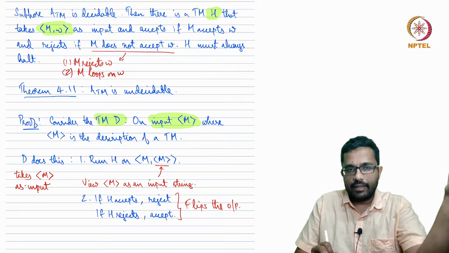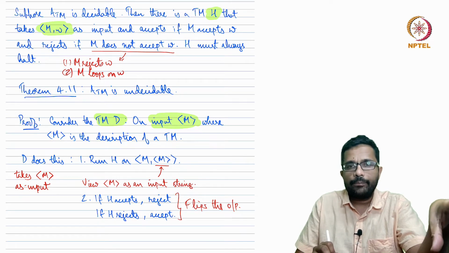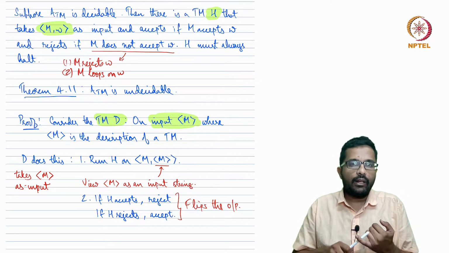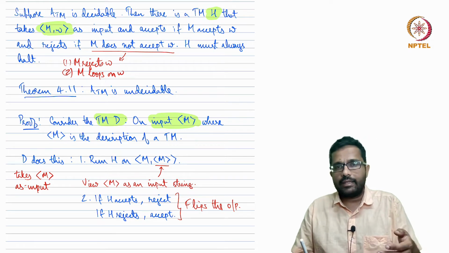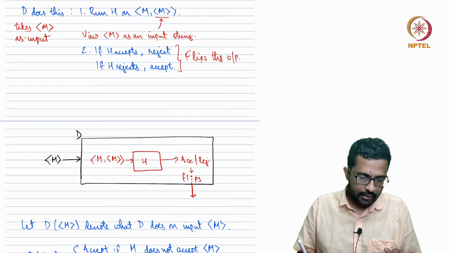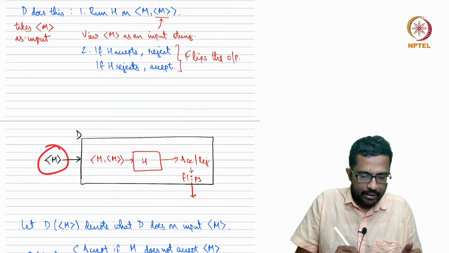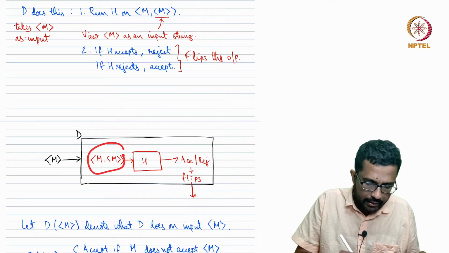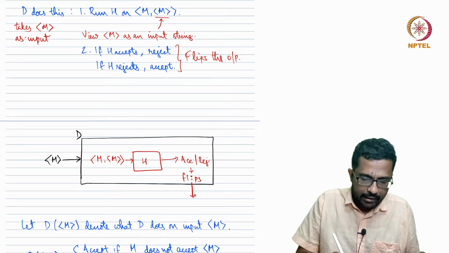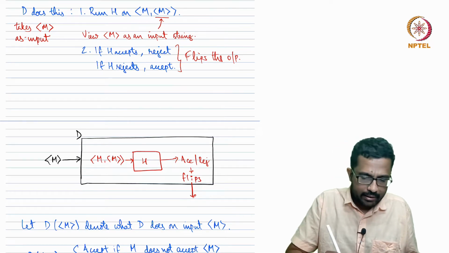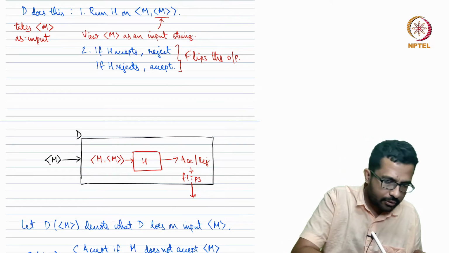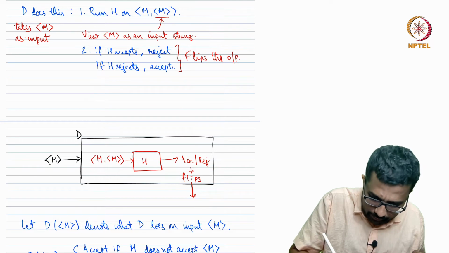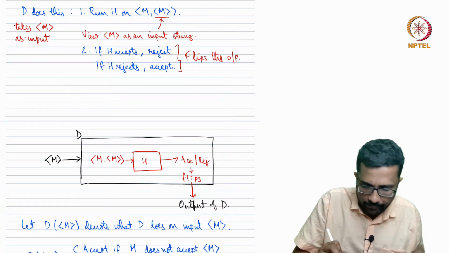So if H accepts, D rejects, and if H rejects, D accepts, and we know for sure that H will halt. So D runs H on the input M and its own description as a string, and if H accepts, D rejects. If H rejects, D accepts. Just to give a pictorial description: D is given M as input. Inside D, it runs the Turing machine H, the decider for ATM, with the Turing machine M and its description as the input string. Then H says accept or reject, and D flips whatever H is saying and outputs. So this is the output of D. It just flips the output of H.